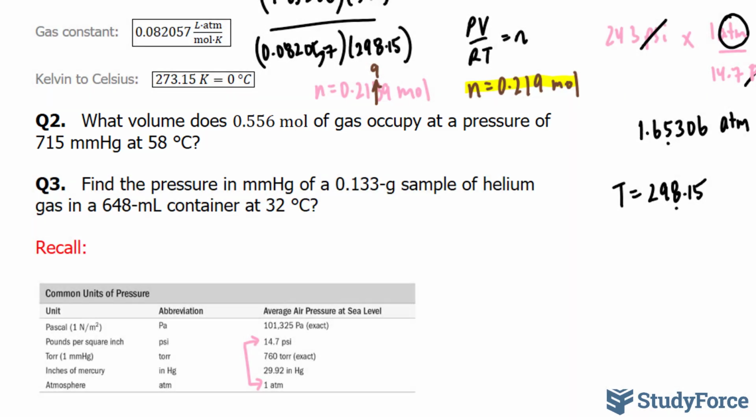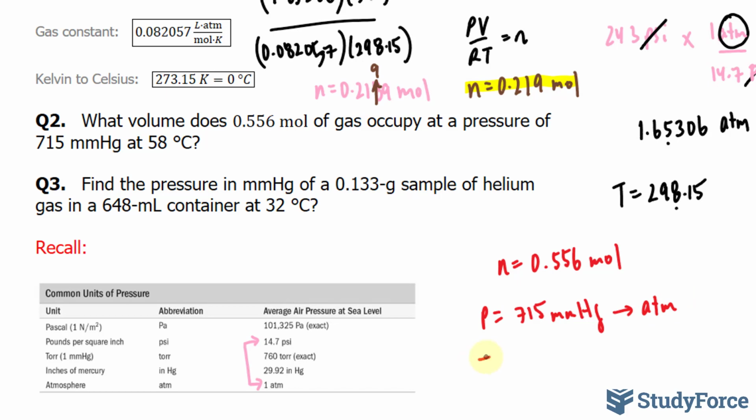Let's go ahead and write everything down. We've been told the number of moles, which I'll represent as the letter N. That's 0.556 moles. And I've also been told the pressure, which is 715 millimeters of mercury. That needs to be switched to atmosphere. So let's write that down tentatively. We have pressure is equal to 715 mmHg, and this needs to be converted into ATM. We'll do that later.